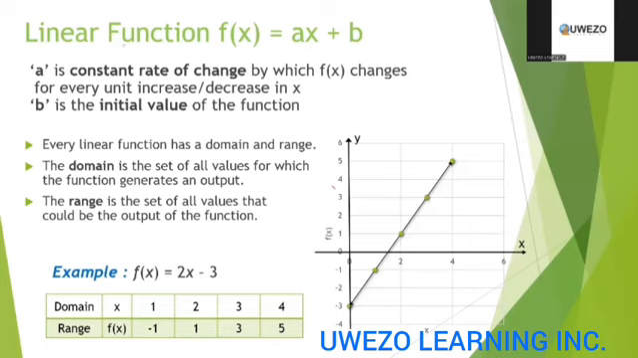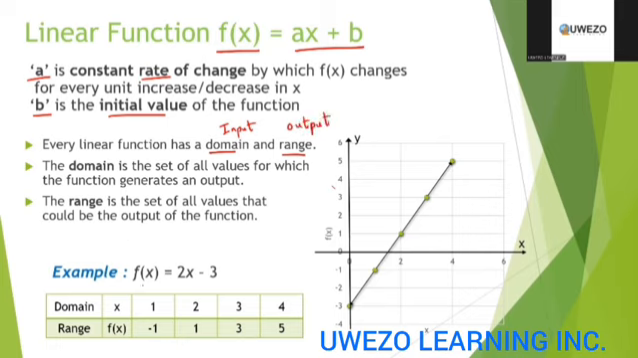For SAT, we have mainly two kinds of functions. One is linear and the other is exponential. The general form of a linear function is f of x equals ax plus b, where a is the rate of change and b would be the initial value of the function. Every linear function has a domain and range. Domain is all the input values and range is all the output values.